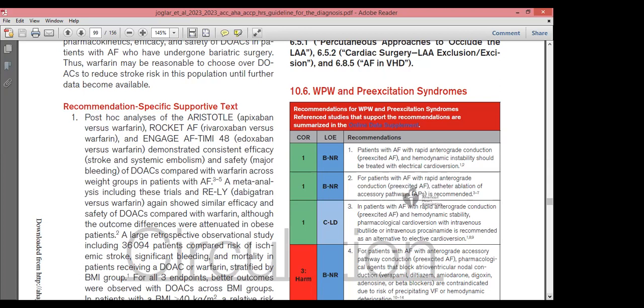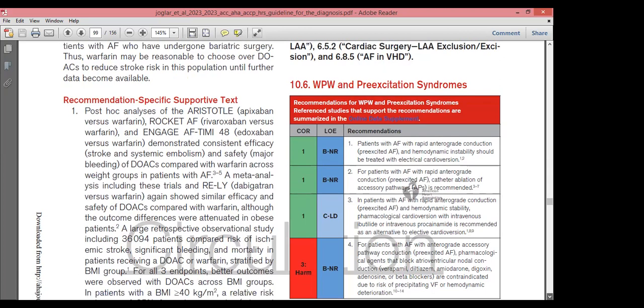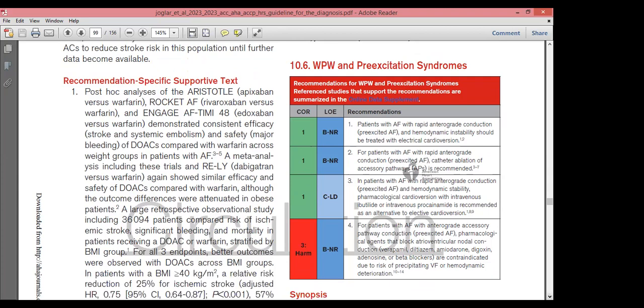Then if they have pre-excited AF and they are hemodynamically stable, they can have pharmacological cardioversion, using either intravenous ibutilide or intravenous procainamide as an alternative to electrical cardioversion. So these 3 are class 1A. So pre-excited AF, unstable, cardioversion. Pre-excited AF, they can have catheter ablation of the accessory pathway. Pre-excited AF, hemodynamically stable, pharmacological cardioversion using ibutilide or procainamide is recommended.